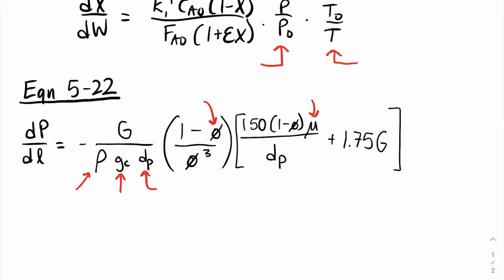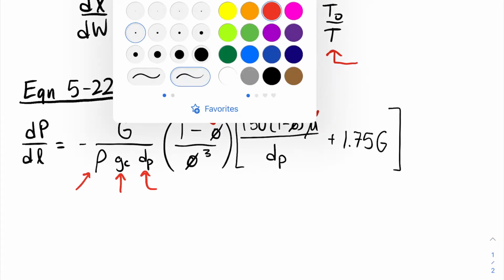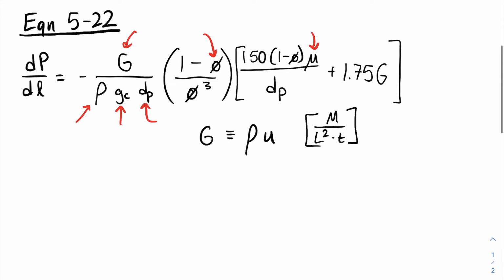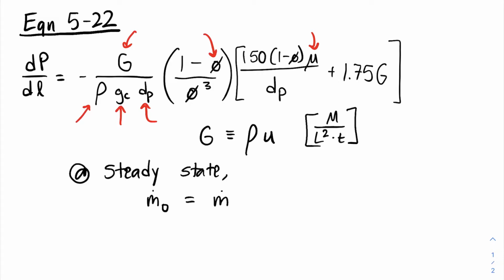The only thing that might be new here is this G term, which is just defined as the density times the velocity at the entrance conditions, which is in units of mass divided by length squared times time. Okay, so the first thing we might want to account for in this equation is the fact that the density itself is also changing as pressure changes. So we can use the fact that at steady state, we have a constant mass flow rate, which could be written that the mass flow rate initially is equal to the mass flow rate anywhere down the length of the PBR.